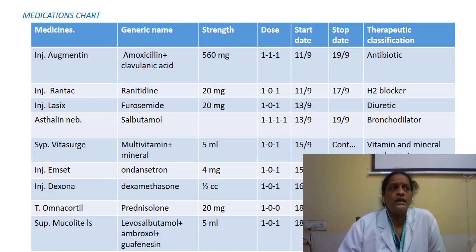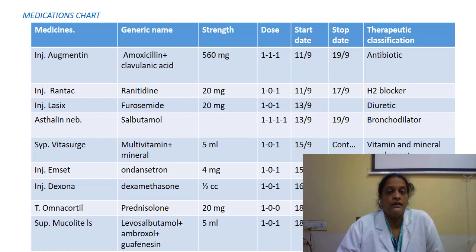Based on the subjective and objective evidence, the medications given were amoxicillin with clavulanic acid 560 milligram three times a day, ranitidine 20 milligram BD, and the diuretic furosemide 20 milligram because of fluid retention. For the lower respiratory tract infection symptoms, they started the bronchodilator salbutamol nebulizations, and multivitamin with mineral syrup 5 ml BD. For vomiting and nausea, the antiemetic ondansetron 4 milligram was given. The corticosteroid dexamethasone half cc was started, prednisolone 20 milligram was continued, and a cough syrup containing levosalbutamol, ambroxol and guaifenesin was given.